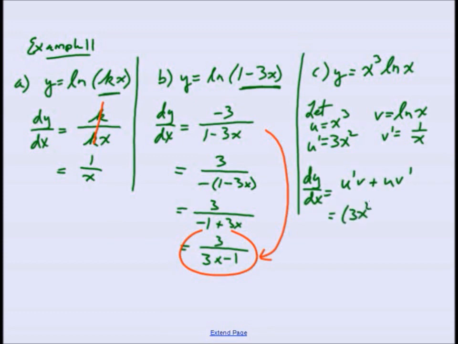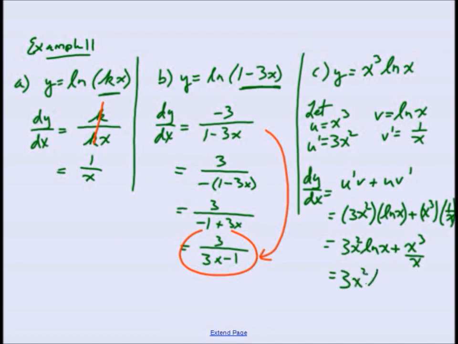Fill in what we have calculated up here, and simplify. So 3x squared ln x plus x cubed over x. Okay, of course that can be simplified to x squared, and we can factor out an x squared, 3 ln x plus 1.